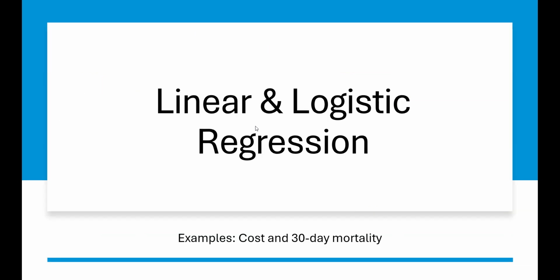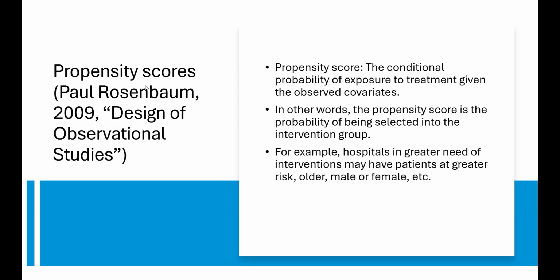Okay, so now we're going to get into linear and logistic regression. And we're going to begin with cost and 30-day mortality. We'll cover what are considered propensity scores. The propensity score is the conditional probability of exposure to treatment given the observed covariates. In other words, a propensity score is the probability of being selected into the intervention group.